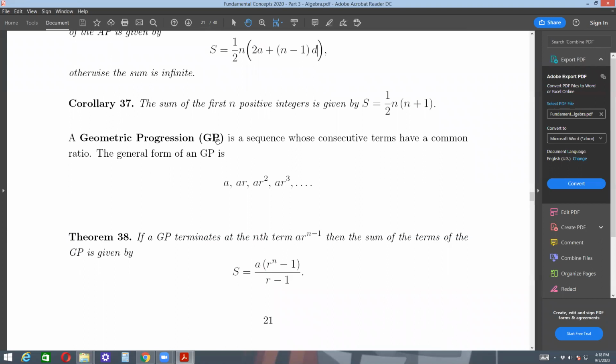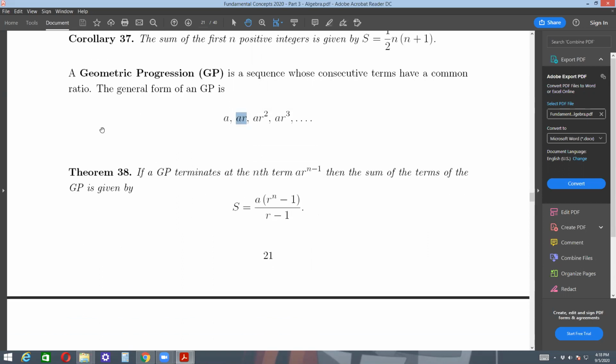Right, and the second one is a geometric progression or geometric series. So if the first term is a, the second term will be a times some ratio, and then you keep multiplying by r each time. Right, so if the GP terminates at an nth term, because you start with r to the power 0 here, the nth term will have r to the power n minus 1. So similar to before, if you start with r to the 0, you stop at r to the n minus 1. Right, and the sum is given by this.